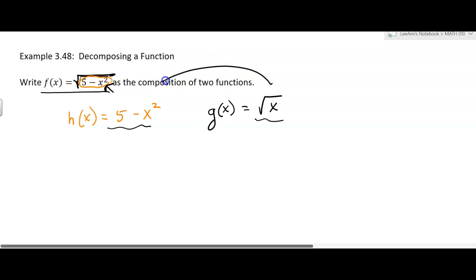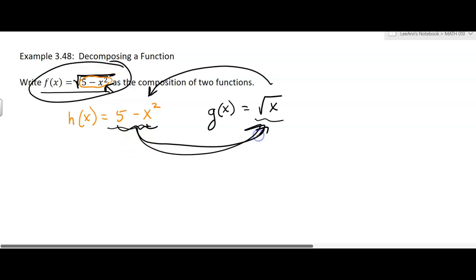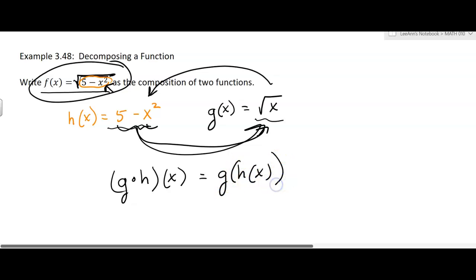Now, we have to write the composition, and it makes a difference which one comes first. Do you want g to go into h, or do you want h to go into g? Well, we're trying to get this, right? So you want h to go into g. Therefore, ours is going to be g of h of x, or you could write that as g of h of x.